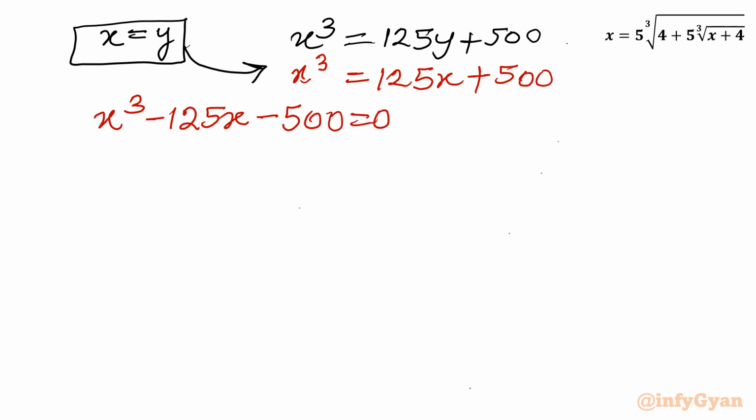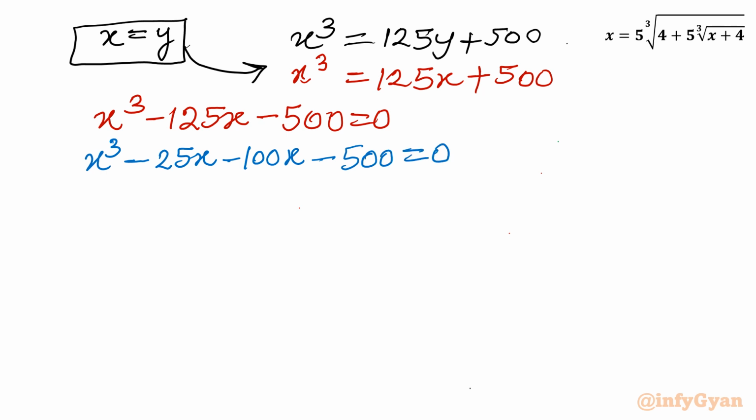Now I won't use the rational root theorem and the other method, synthetic division. I will use factorization. How is it? I will write x cube and I will split this minus 125x in terms of minus 25x minus 100x, minus 500 equal to 0.